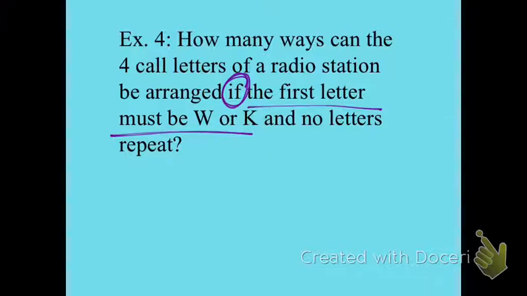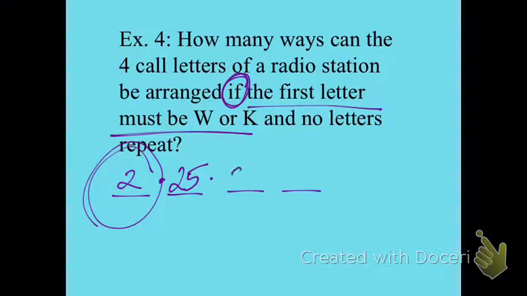So if I have 4 call letters, I've got call letter 1, 2, 3, and 4. My first call letter, how many choices do I have? 2. Only 2. Good. Now it says that no letters can repeat. I have 26 letters in the alphabet, but how many do I have left? 25, because I've used 1, then 24, and then 23. So you get 27,600.